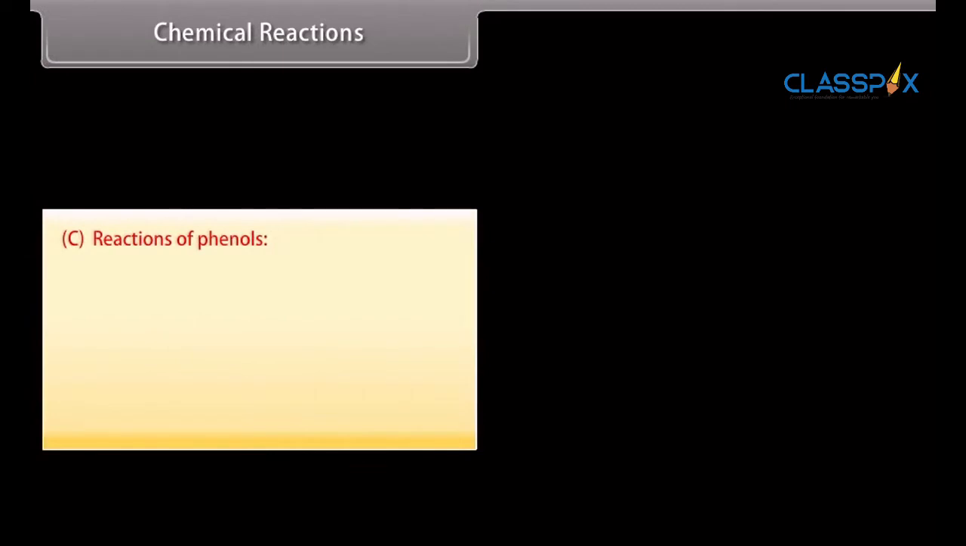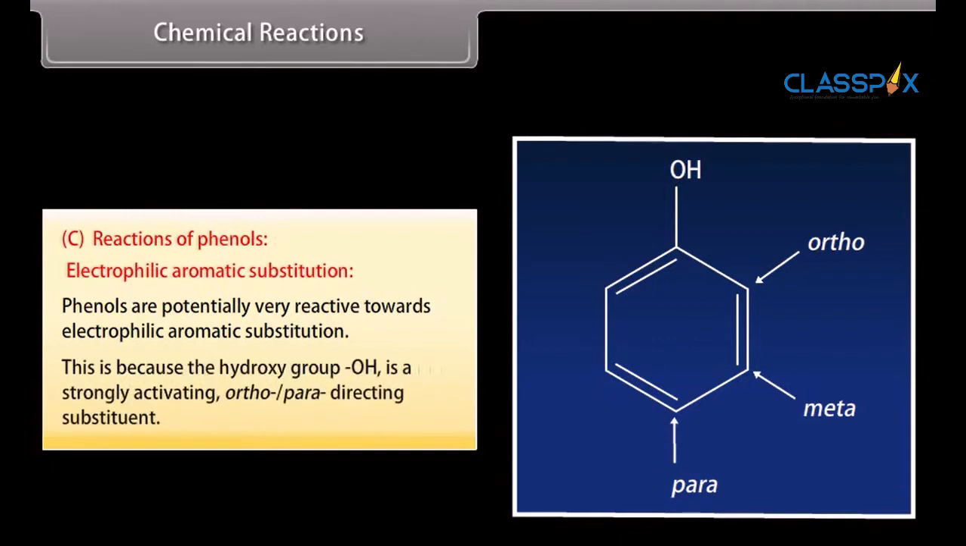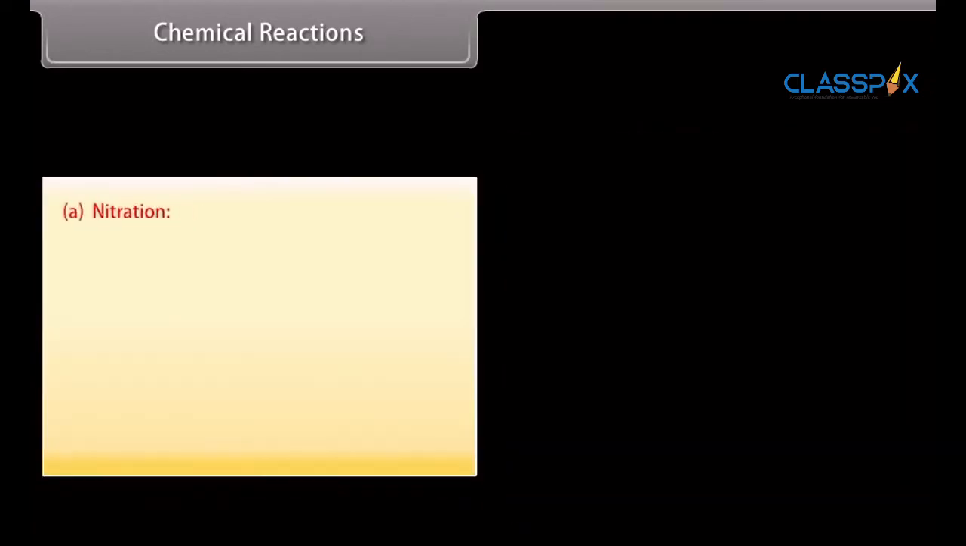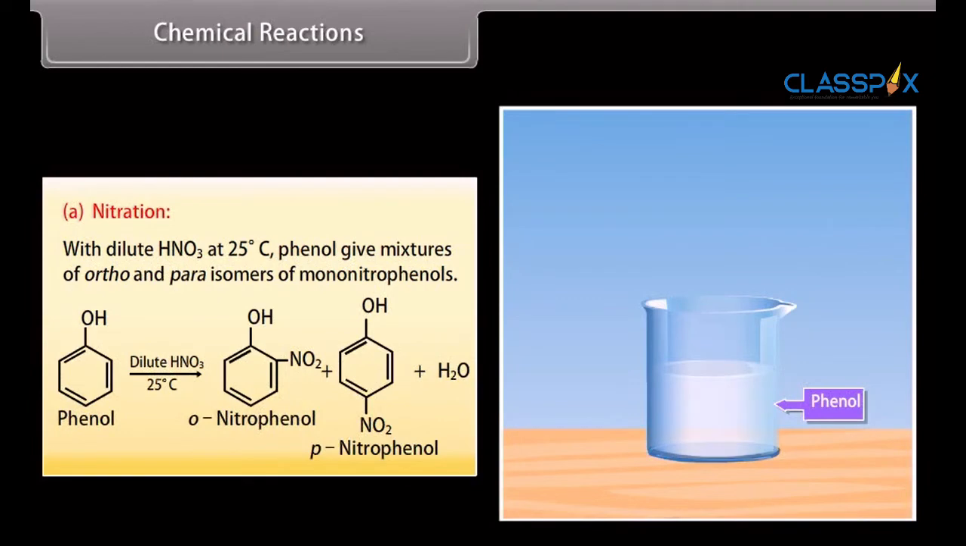Reactions of phenols. Electrophilic aromatic substitution. Phenols are potentially very reactive towards electrophilic aromatic substitution. This is because the hydroxy group is a strongly activating ortho-para-directing substituent. Nitration. With dilute nitric acid at 25 degrees Celsius, phenol gives a mixture of ortho and para isomers of mononitrophenols. On adding dilute nitric acid into phenol at 25 degrees Celsius, it forms orthonitrophenol and paranitrophenol.